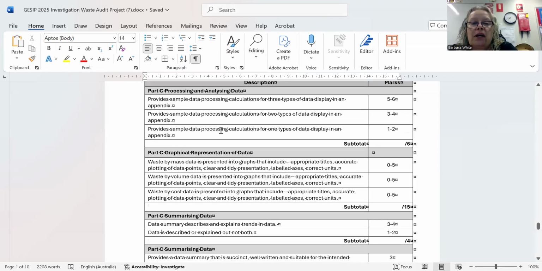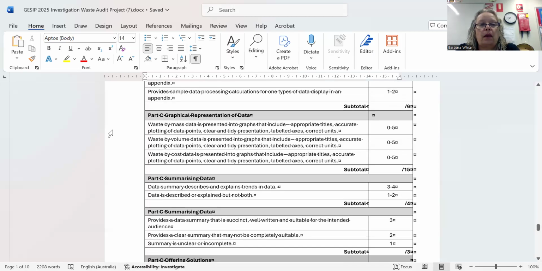Now you're supposed to put in 3 types of data calculations. Adding up the totals is a calculation. Finding the average is a calculation, and you could also work out how much rubbish we have in a year. That's also one of the calculations you could do.